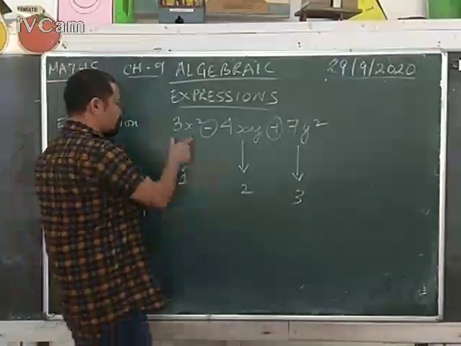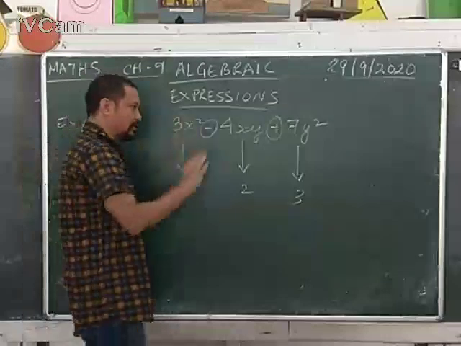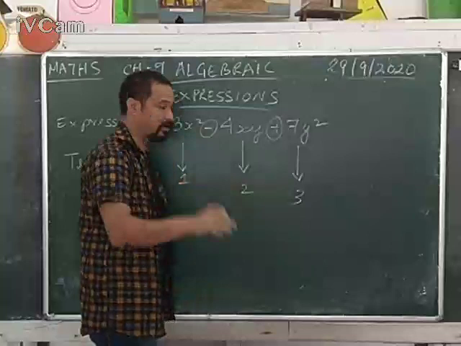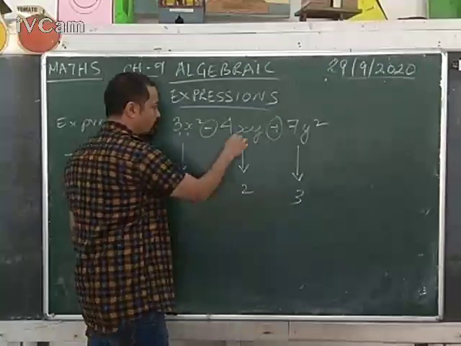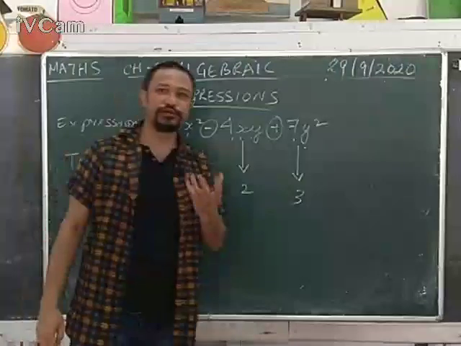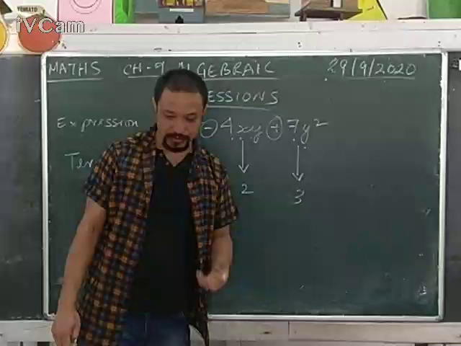Now look at the terms. Look at this term. How many things are there inside? Let's not talk about units and all. Let's not use the word factor right now. Just see how many things are there, countable things. 1, 2, 1, 2, 3, 1, 2. Right? So what constitutes a term? What makes up a term? It's the factors that make up a term. Understood? So these are the factors.